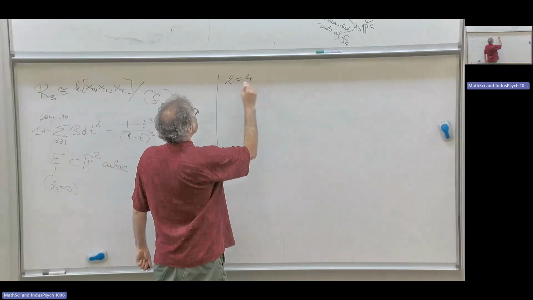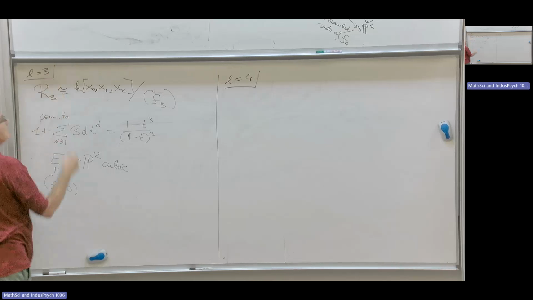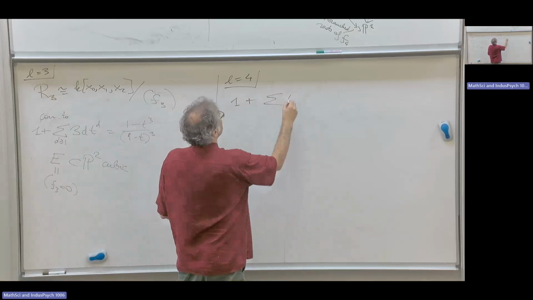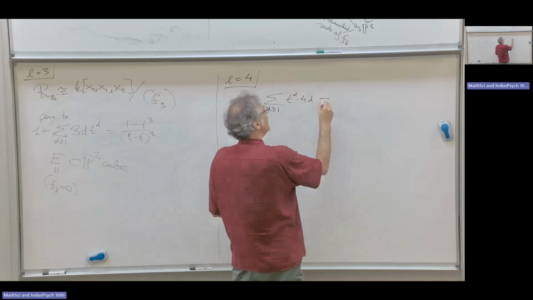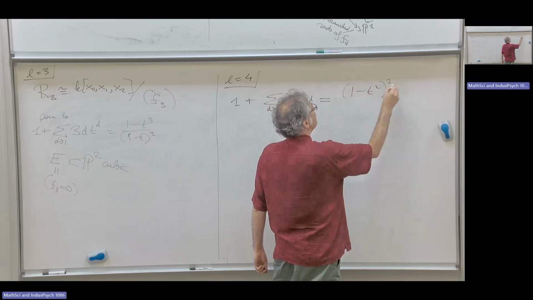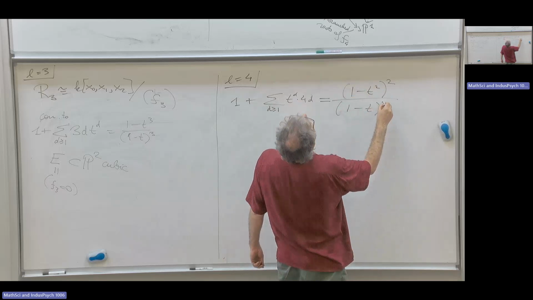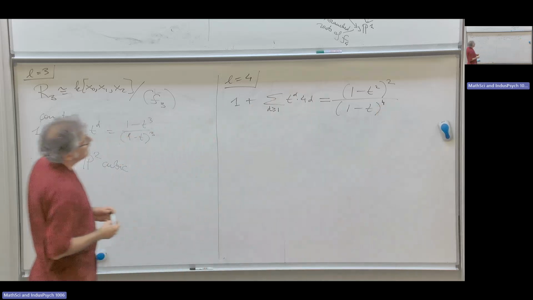What is R4? So L equals 4. So we have 1 plus the sum of t to the d times 4d, d greater or equal to 1. And the answer here is 1 minus t squared over 1 minus t to the 4. Compute it if you don't believe me.